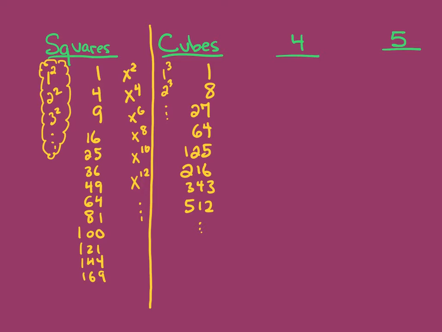And then cube variables, because you'll see those also. They start with x to the third, and then they go up by multiples of 3. So x to the sixth, x to the ninth, x to the 12th.